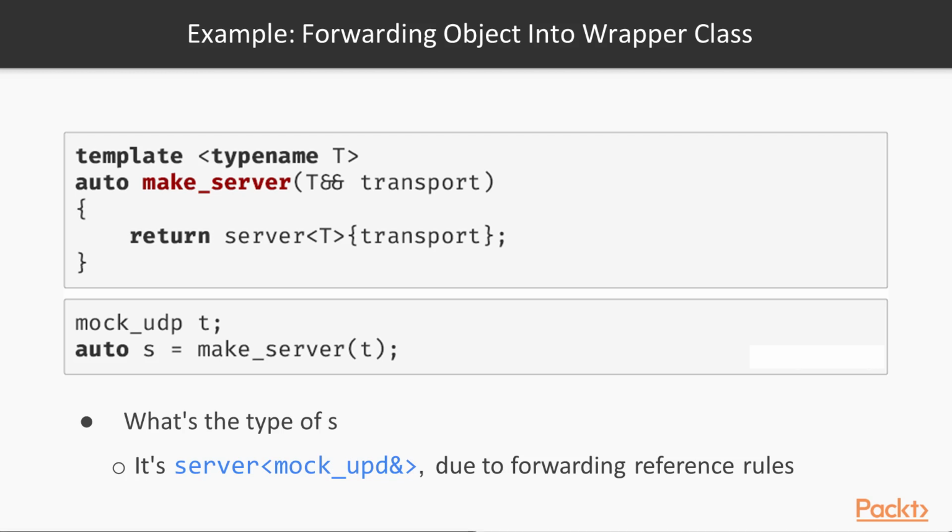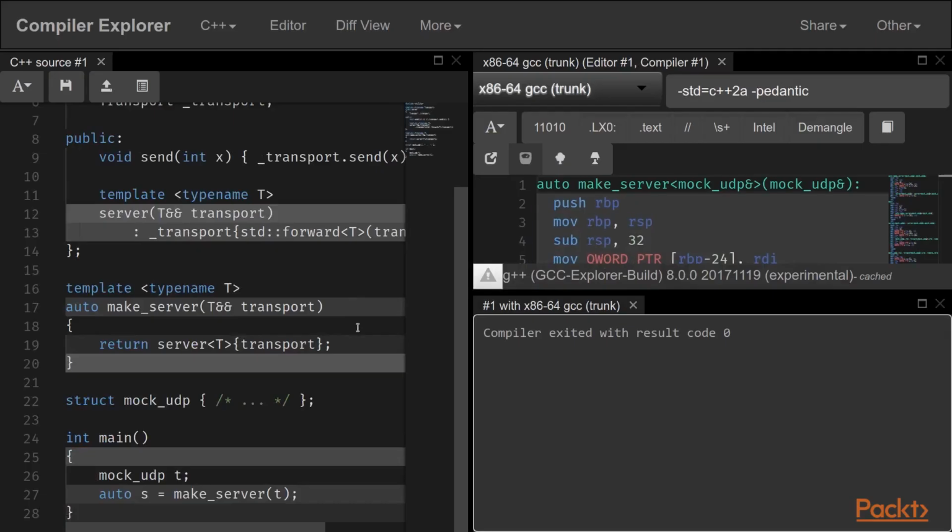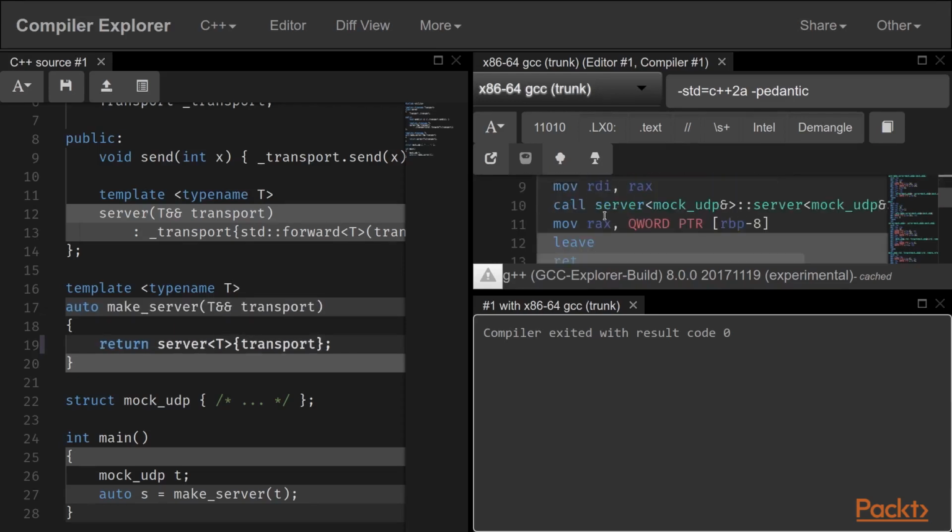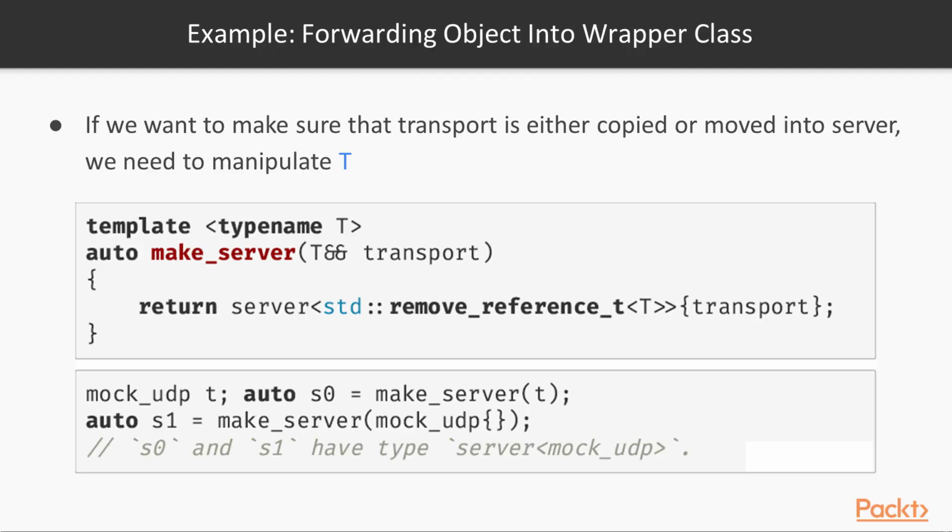If we check out this snippet on Godbolt, you will see that in the main, we have the exact same code, and the generated assembly is annotated here, telling us that make_server is taking a MockUDP reference, and that the server itself is templatized over a MockUDP reference. If we want to make sure that transport is either copied or moved into server, we need to somehow manipulate T. One way of achieving that is by using std::remove_reference_t from the type_traits header to remove the referenceness from the T type.